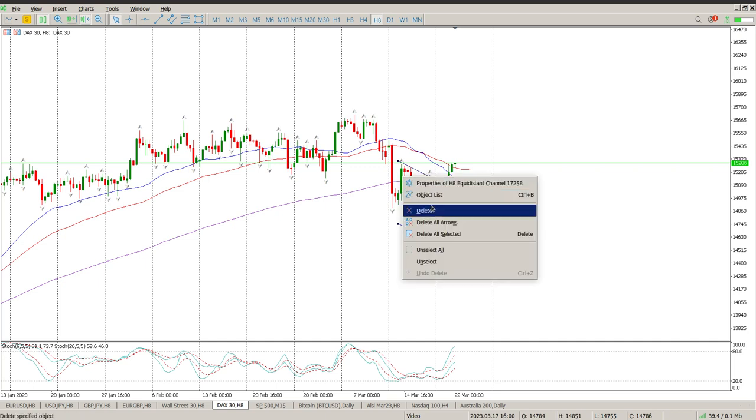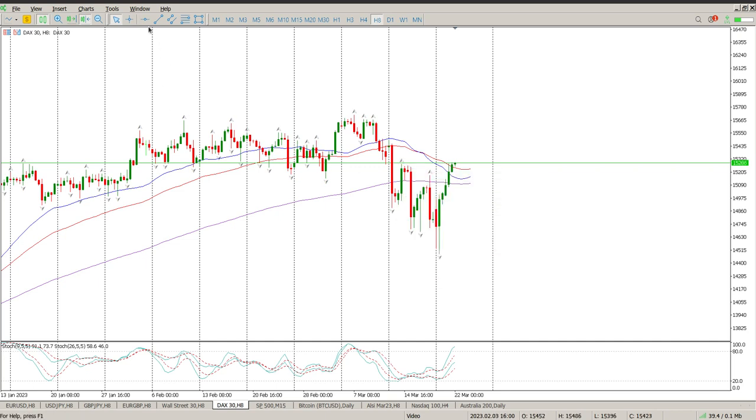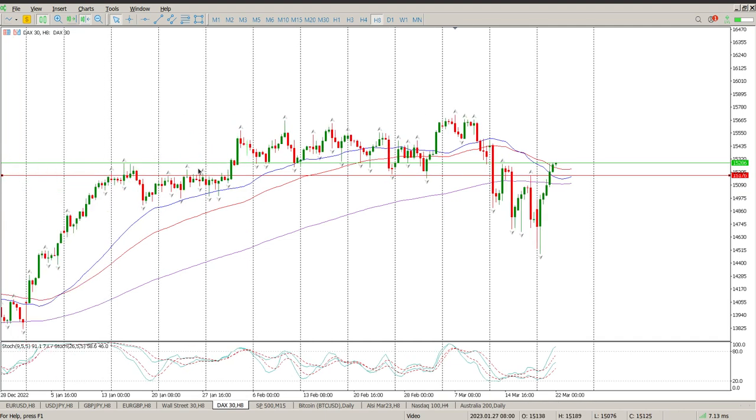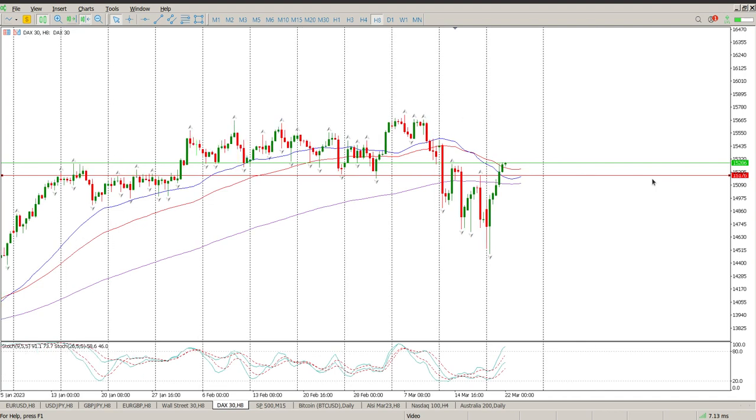Now, I'm going to delete that because what you should be paying attention to is this double bottom. There's my neckline there. Lots of interaction if you look to the left at that level, and that is at 15,176. Then you have a massive engulfing bar, then an inside bar here. Lots of tails. This is just indicating that the buyers are coming back in.